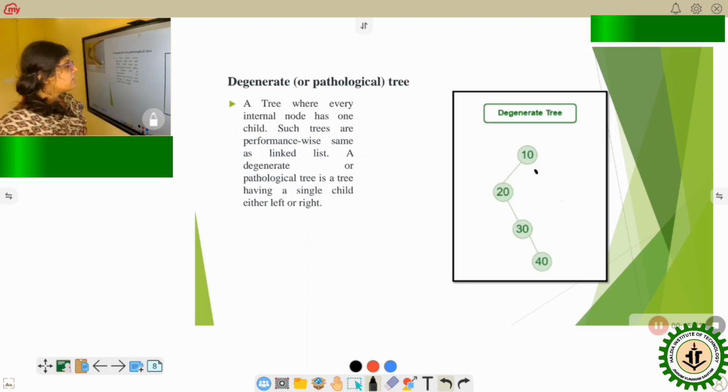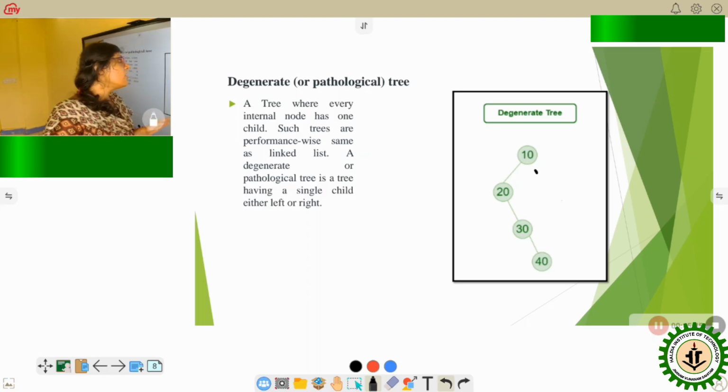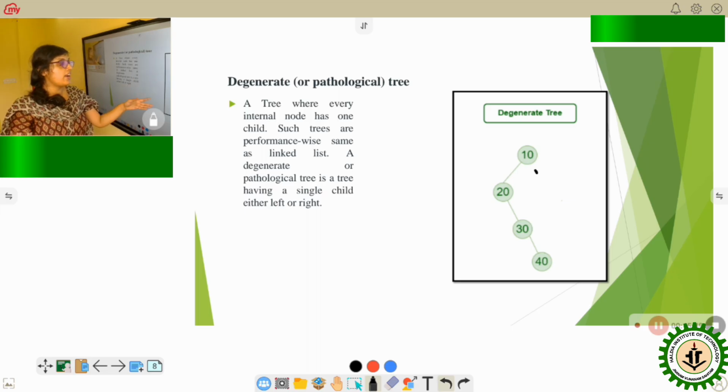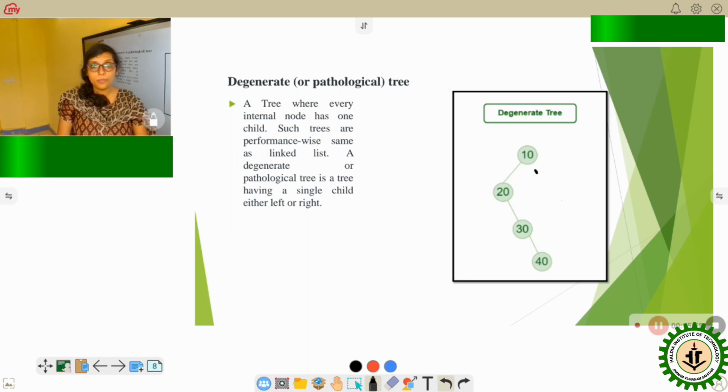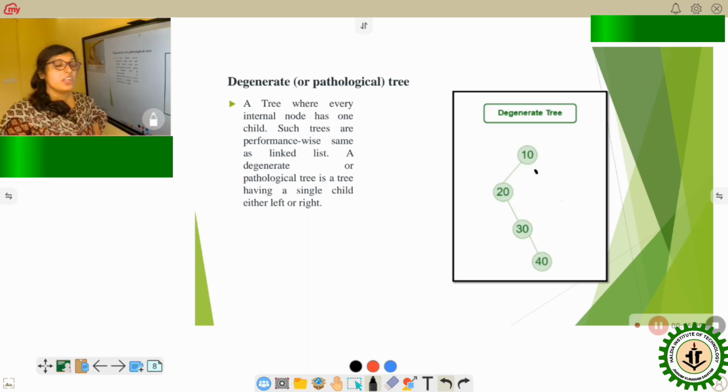Now one disadvantage of this degenerate tree is skewness, that is, it has only one single child, only in the left subtree or in the right subtree, occupying more memory, and the chances of memory wastage are more in case of this kind of degenerate tree.